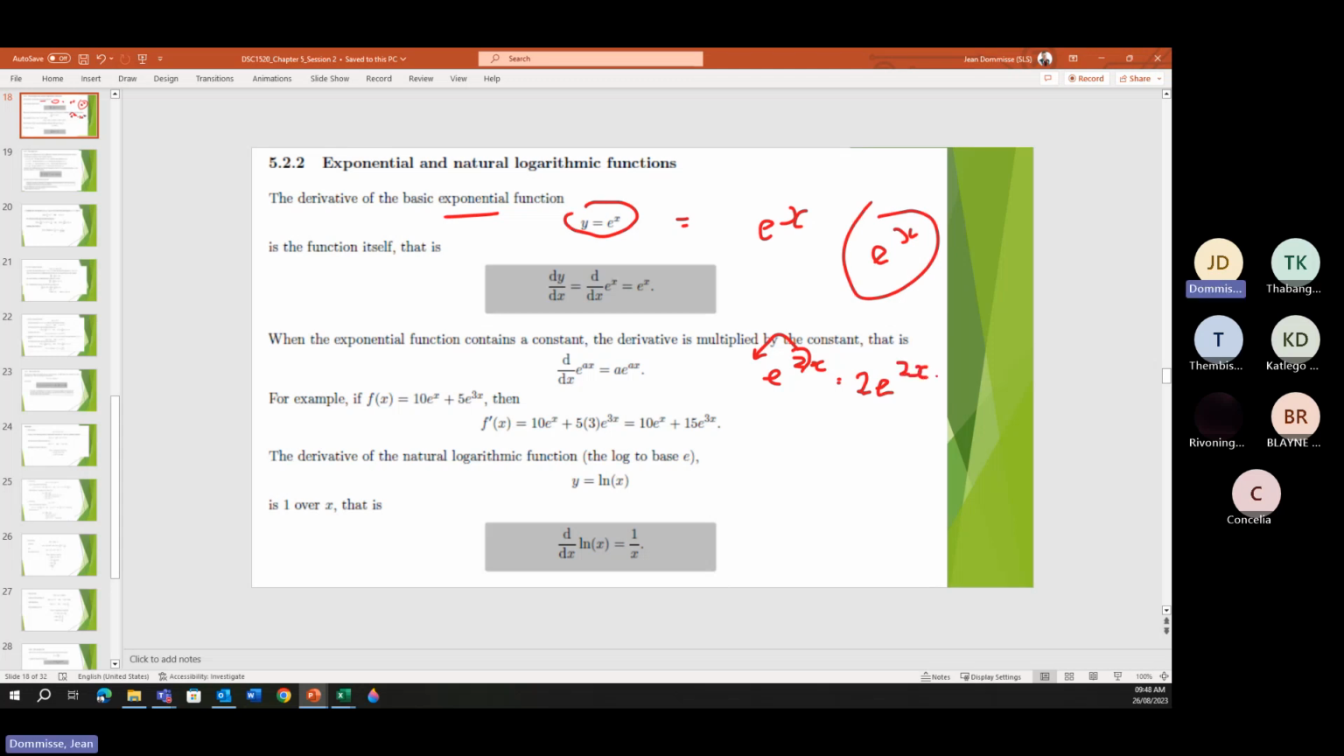Okay, so that's the one where it differs a bit from the power rule: if you have something to the power of, if there's a constant, you need to bring it to the front, but then e to whatever it was stays exactly the same. Okay, so again, we'll go through an example quickly.